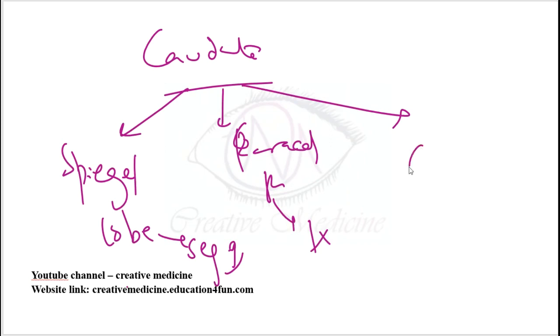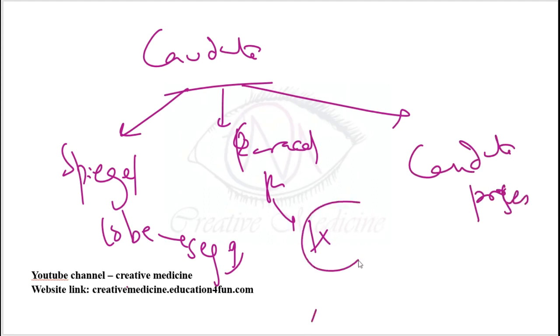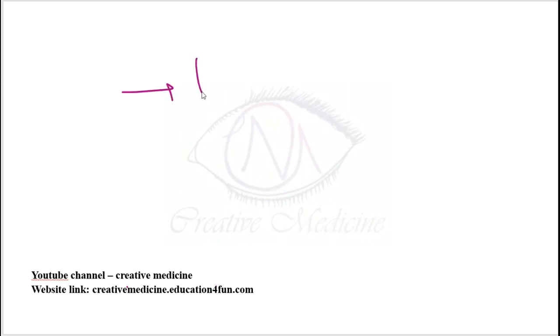And then we also have the caudate process. According to recent studies, this segment 9, the paracaval portion, is also a part of the caudate lobe. So this caudate lobe receives blood supply from both left and right branches of the portal vein.